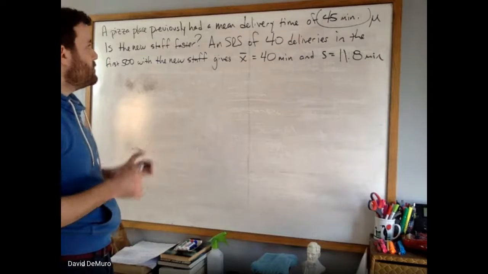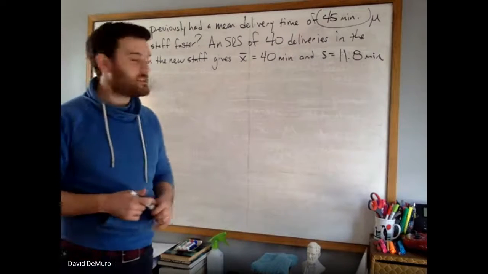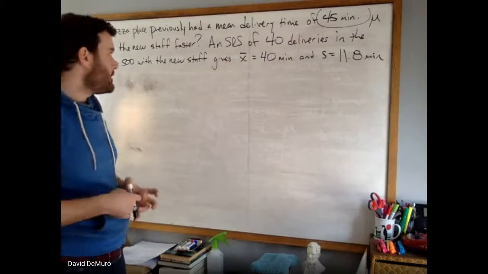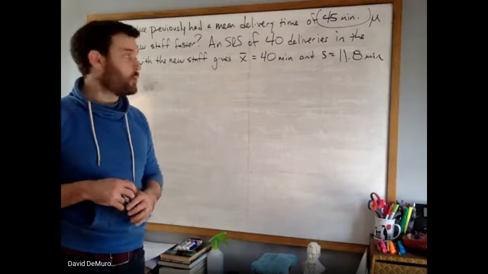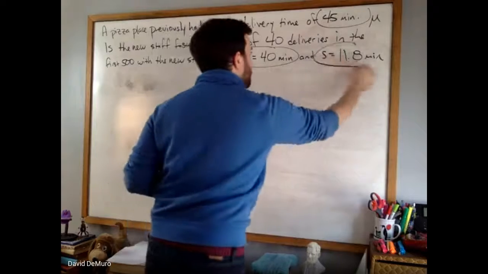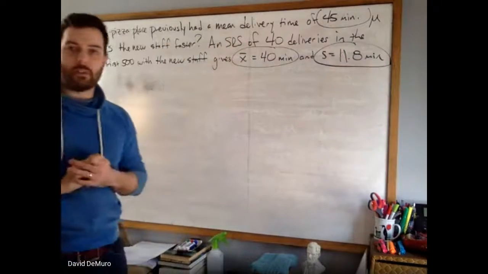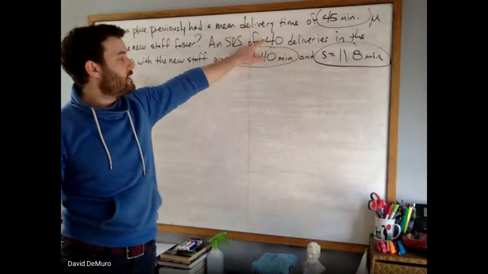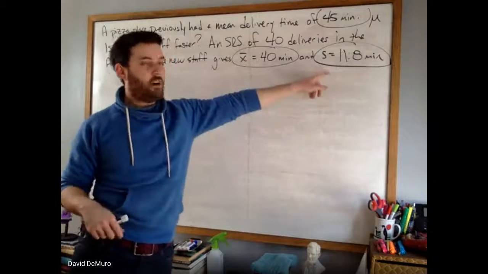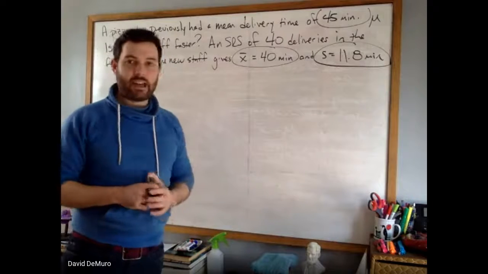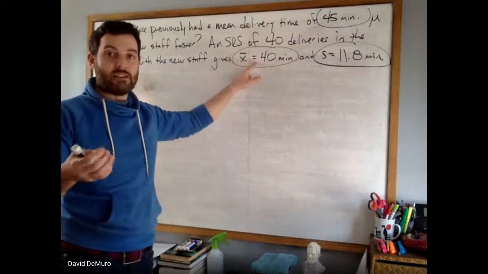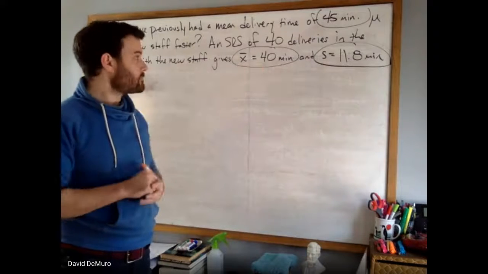So we have this new staff, they've made over 500 deliveries, and so they take a simple random sample of 40 of those deliveries to look up their data on how fast those deliveries were. And in that sample, they had a sample mean of 40 minutes with a standard deviation of 11.8 minutes. So out of those 40 deliveries, their average time was 40 minutes, but it varied from that average by almost 12 minutes. Now, is that enough evidence to suggest that the true mean is now less than it was before?